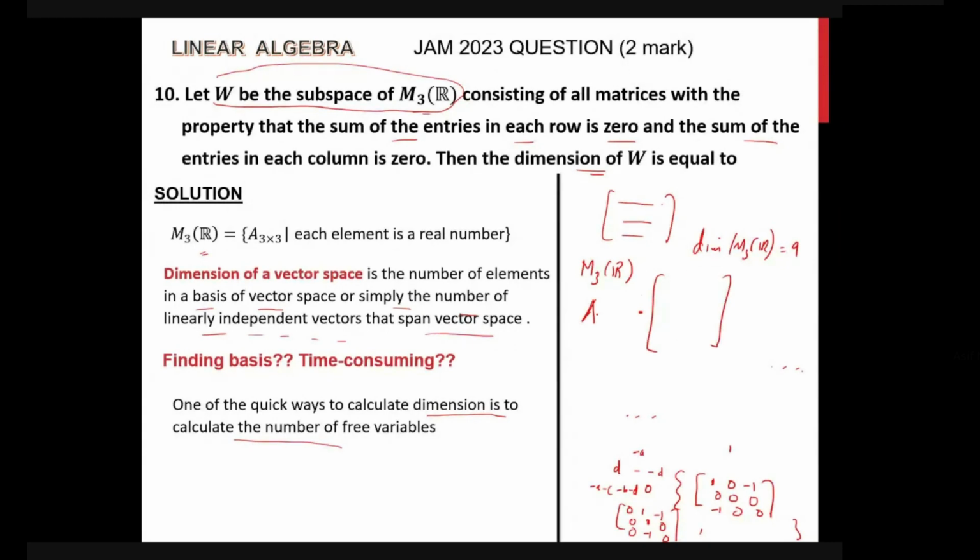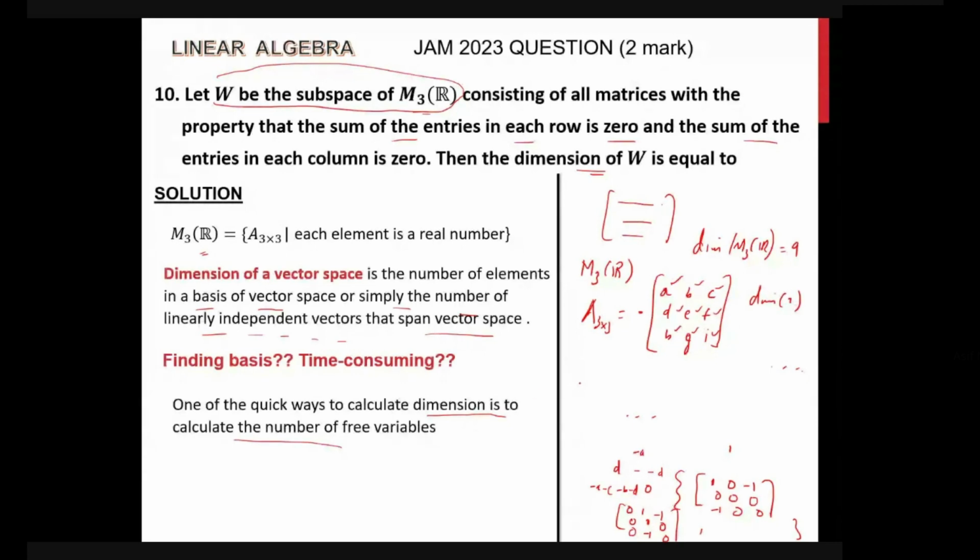In a 3 by 3 matrix, the first element is a free variable; you can choose any value, A, B, C, D, E, F, G, H, I. Every value is free. So the number of free variables in this matrix is 9. So the dimension is 9.